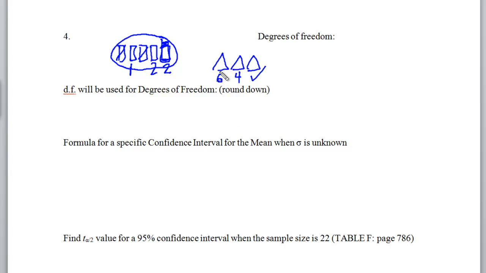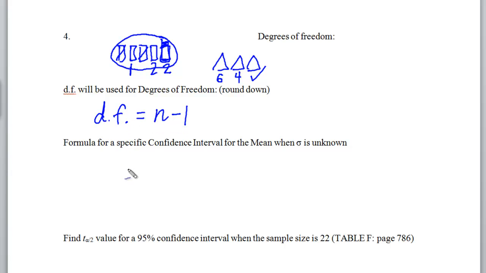So the degrees of freedom is always going to be 1 fewer than your sample size, because it's always up to the last person to make up that decision, or the last statistic to make up that value. So the degree of freedom, which we will call df, is equal to the sample size minus 1. And what's important about that is that the table on page 786 is determined by your sample size. And you take your sample size minus 1 and you find your degree of freedom.